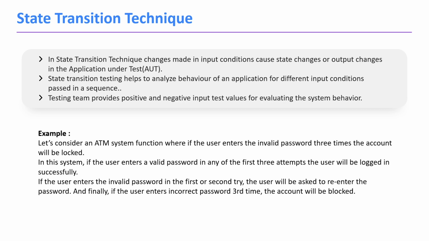Let's take one example for the state transition technique. Let's consider an ATM system function where if the user enters an invalid password 3 times, then the account will be blocked. In this system, if the user enters a valid password in any of the first 3 attempts, then the user should be successfully logged in. If the user enters an invalid password in the first or second try, then the user will be asked to re-enter the password. And if the third time he enters an incorrect password, then that account will be blocked. So this is the scenario.